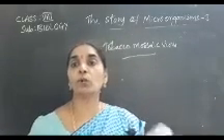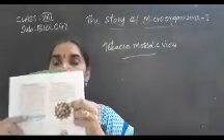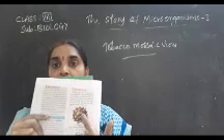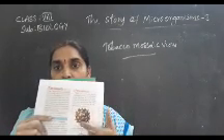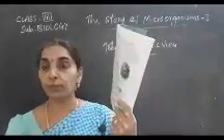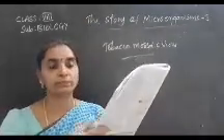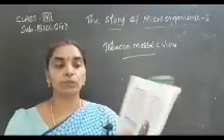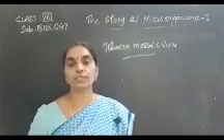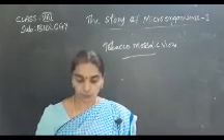You can also prepare the model of HIV with a ball. Paper balls you can take, a rubber ball or a paper ball, and stick the paper balls to the rubber ball and prepare a model of HIV, human immunodeficiency virus, like this. Okay, this is how you see it under the electron microscope. This also you can do as a model, children.